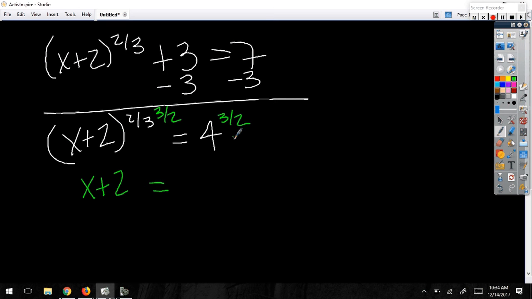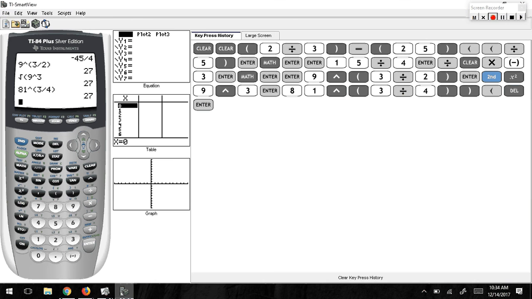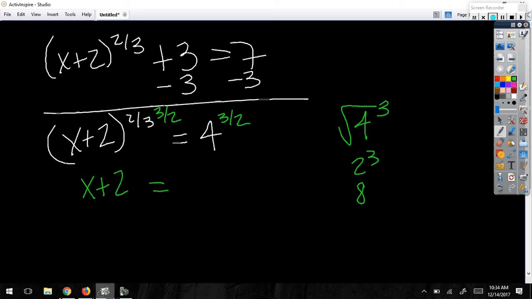4 to the 3/2. If you want to simplify it, this is an easy one. 2 to the 3rd is 8. If you want to put it in your calculator, 4 to the 3 divided by 2 gives you 8. And then you just subtract.